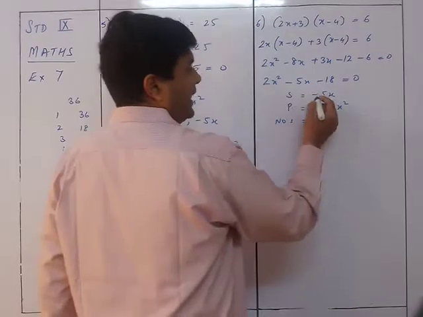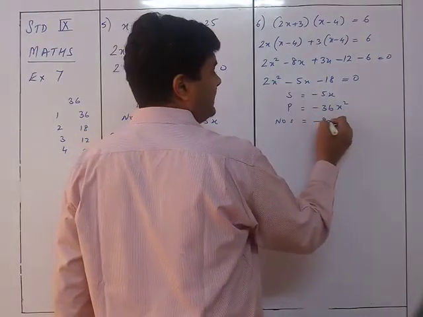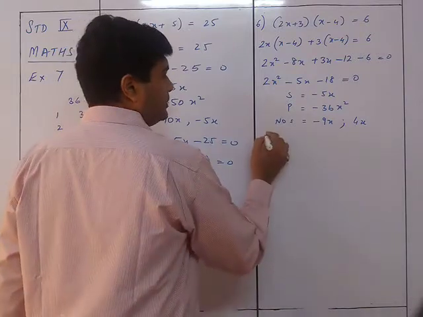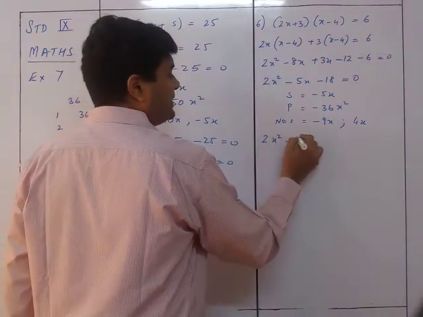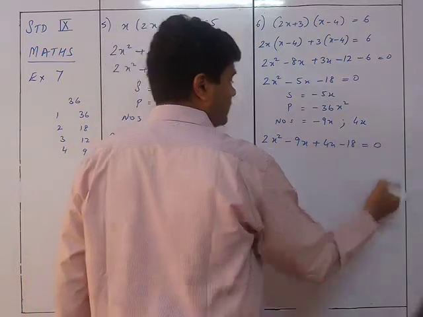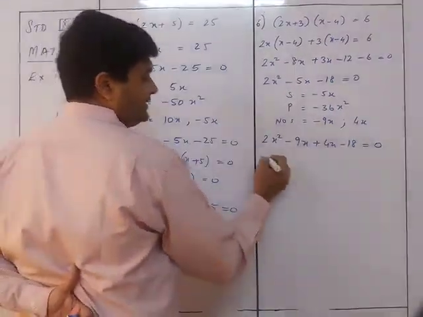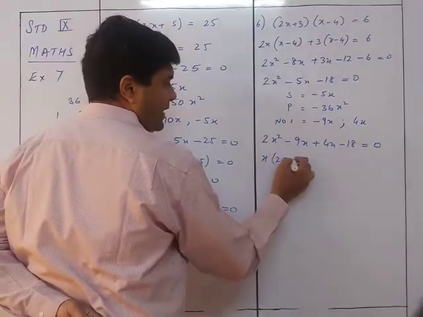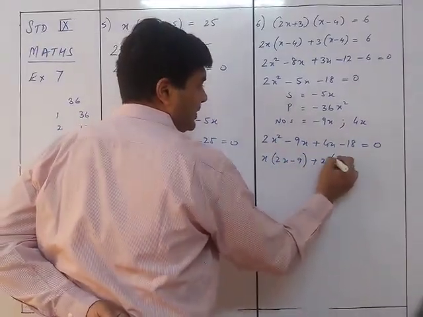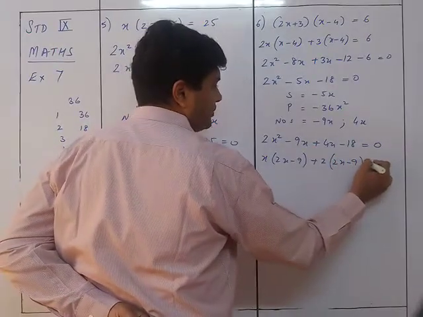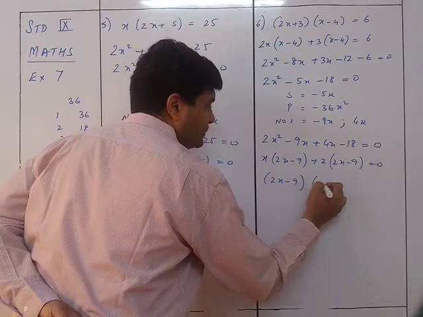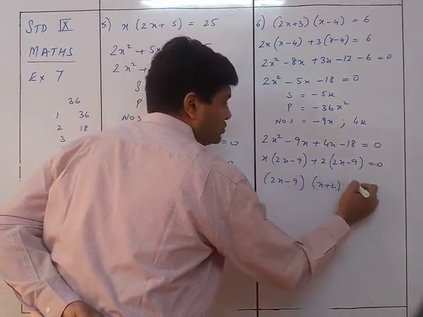Here I want minus, so −9x and +4x. So 2x² − 9x + 4x − 18 = 0. Taking x common, we get x(2x − 9) plus 2 common, so 2(2x − 9) = 0. So that gives me (2x − 9)(x + 2) = 0.